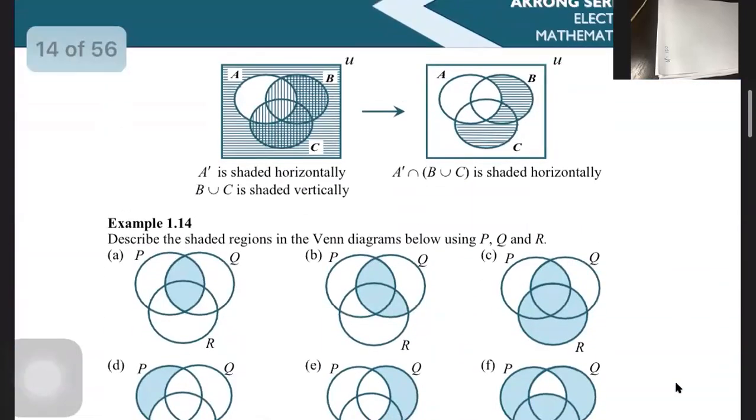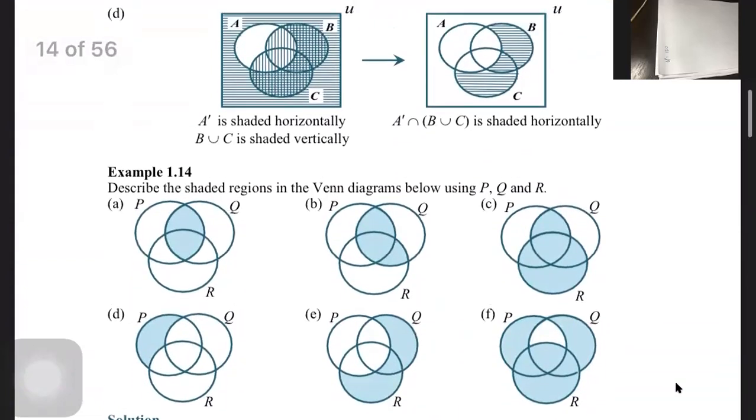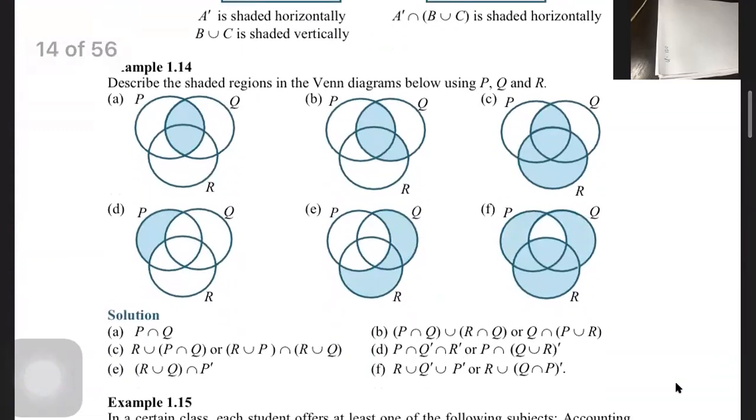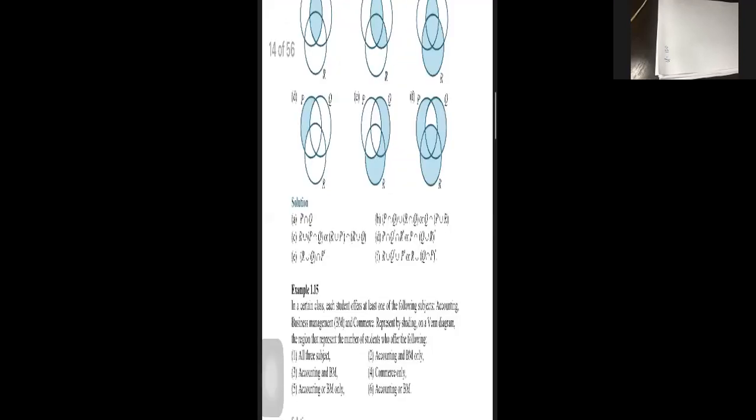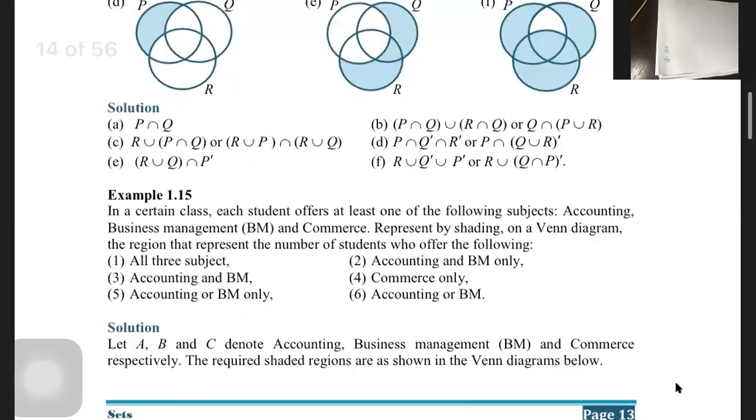So all these ones, I think they are in the A plus and the Aquila. Try your best to go through them. They are not difficult at all. Look at this one: P intersection Q, union R intersection Q, or Q intersection P union R. All these ones, they are just there to confuse you. If you're able to break them down one after the other, it will lead you to which one to shade, which is very, very easy.